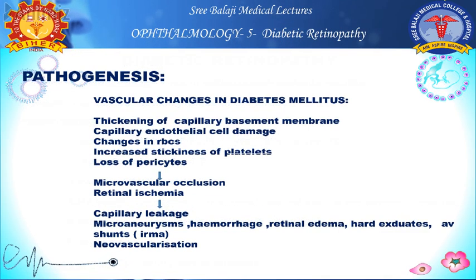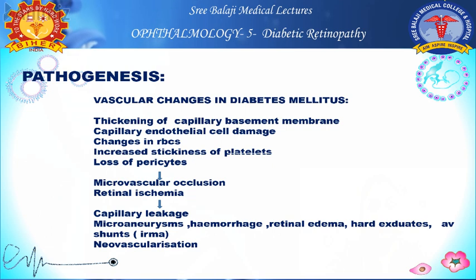Pathogenesis of diabetic retinopathy. So the changes mainly occur in the veins. So the vascular changes in diabetes mellitus are the following. Initially there is thickening of the capillary basement membrane. This leads to capillary endothelial cell damage, and also there are changes in the red blood cells. And in platelets there is increased stickiness of platelets, followed by loss of pericytes. So these changes in turn can cause microvascular occlusion leading to retinal ischemia.